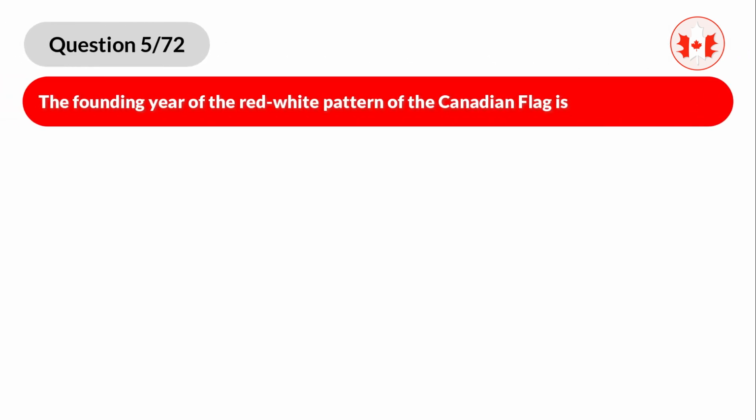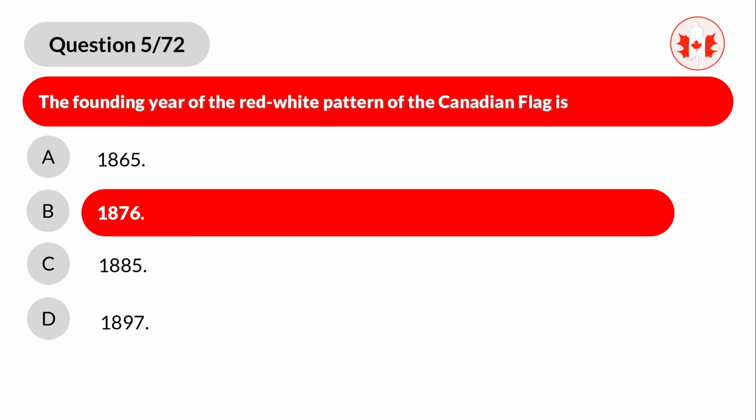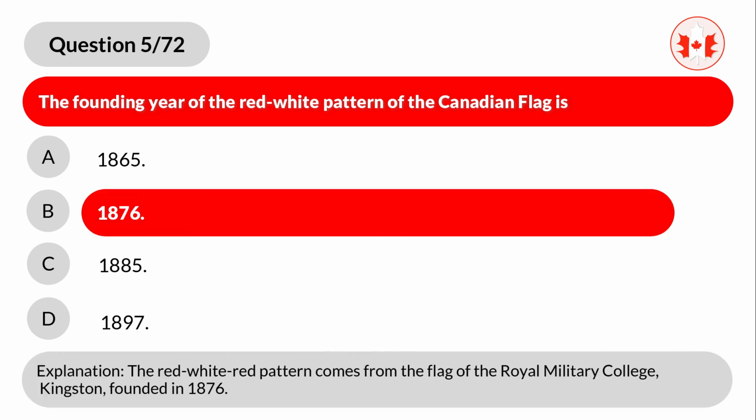Question 5. The founding year of the red-white pattern of the Canadian flag is: A. 1865. B. 1876. C. 1885. D. 1897. The correct answer is B. 1876. Explanation: the red-white-red pattern comes from the flag of the Royal Military College, Kingston, founded in 1876.